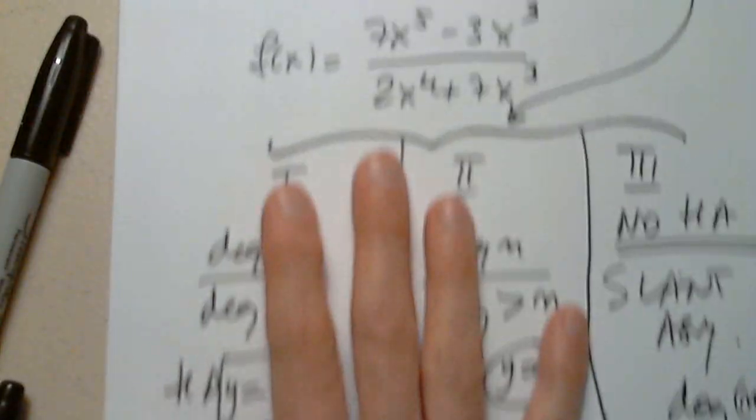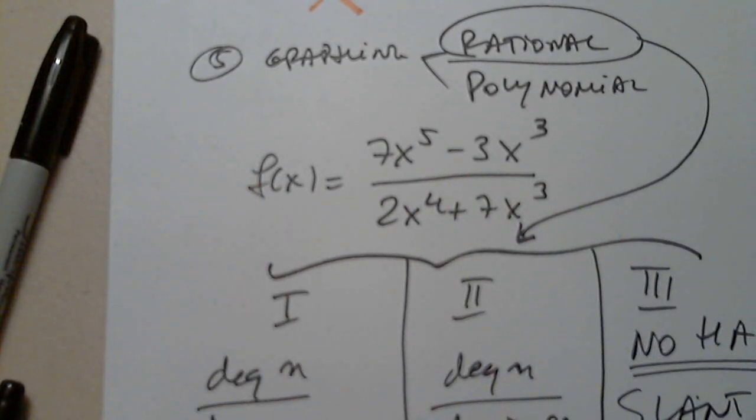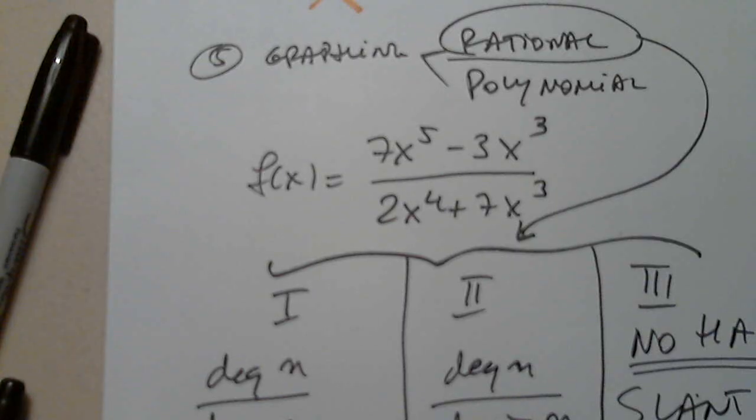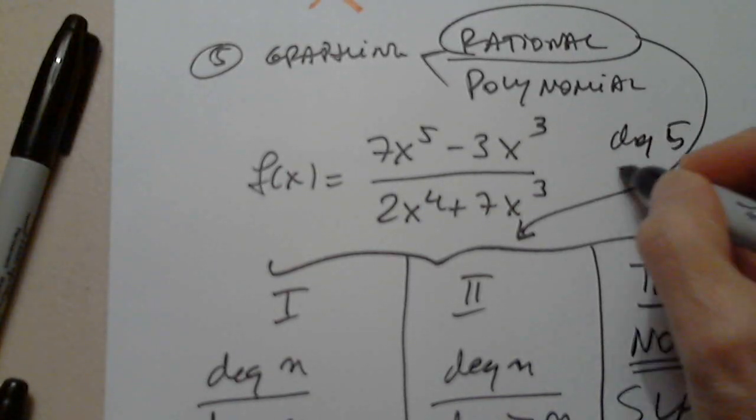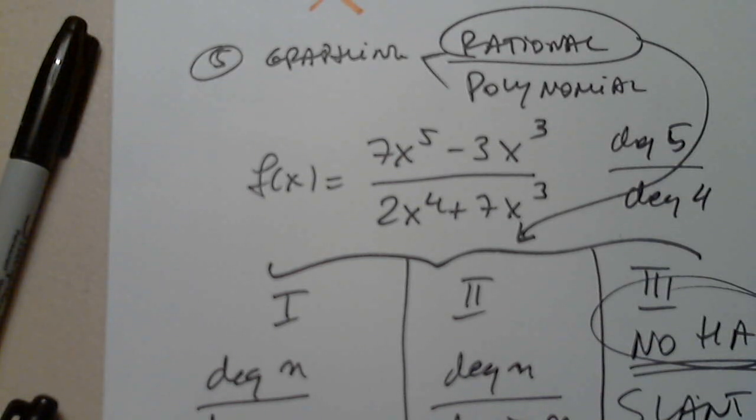Okay, so now, which type is this? If it's type 1, I will say whatever. If it's type 2, I will say 0. If it's type 3, I will say hell no. That one's type 3. Exactly, because the numerator has degree 5 and the denominator has degree 4. So there is absolutely no horizontal asymptote. Not possible. This one has a slant asymptote.